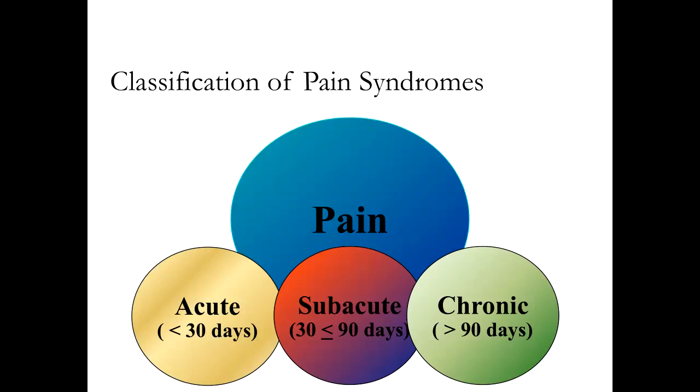So let's try to classify pain syndromes. So there's 2 or 3 maybe different ways that we can classify them. Probably the easiest way to classify them is by duration. So if you've had pain for less than 30 days, it's considered acute. If you've had pain for greater than 90 days, it's considered chronic. And if it's somewhere in between, typically we'll call that subacute pain.